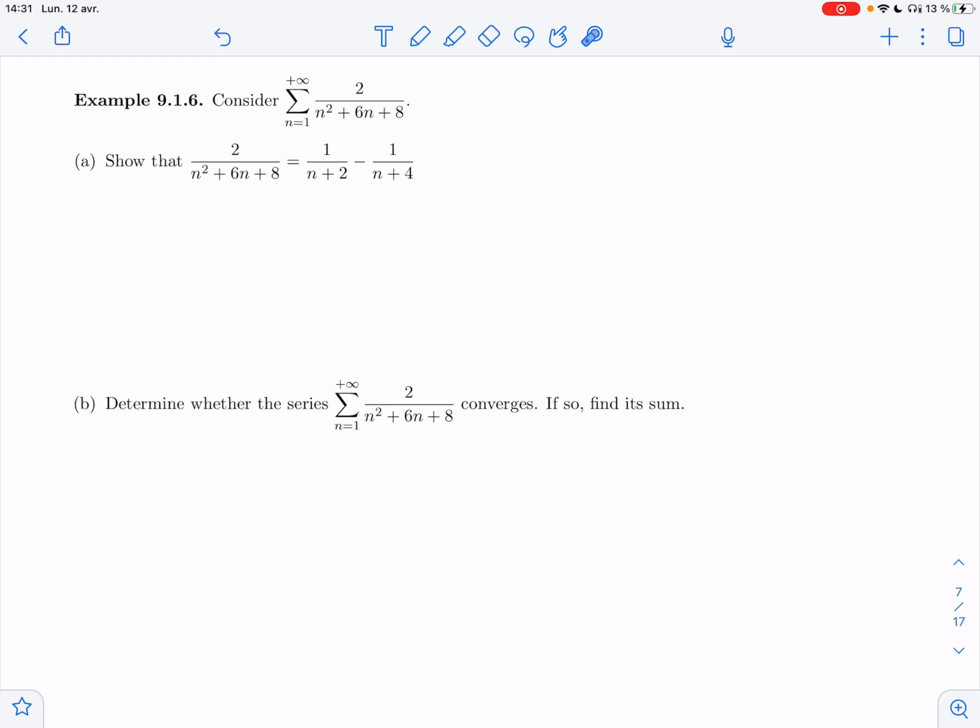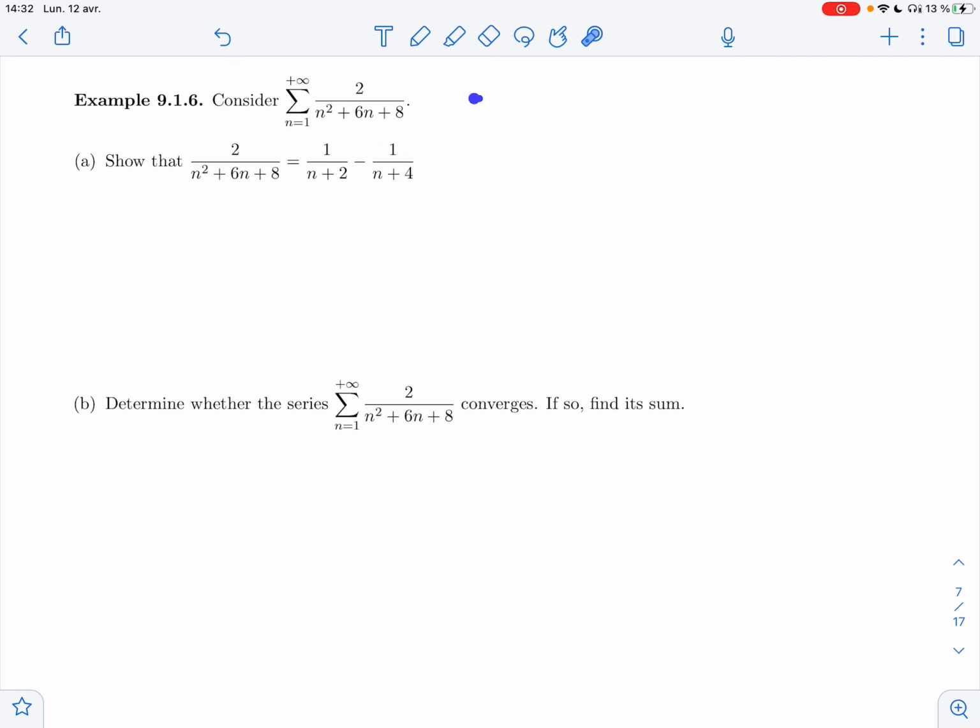All right, so I want to look at one more example of telescoping series, example 9.1.6. Consider the sum from n equals 1 to infinity, 2 over n squared plus 6n plus 8. I want you to show first that 2 over n squared plus 6n plus 8 is the difference between 1 over n plus 2 and 1 over n plus 4.